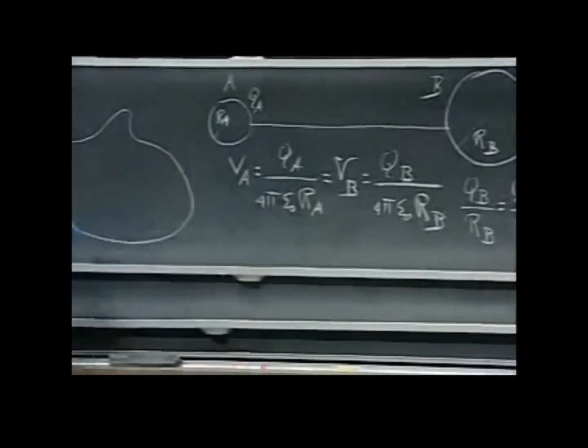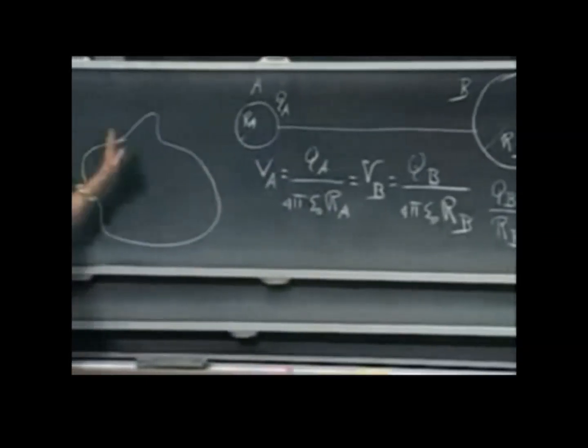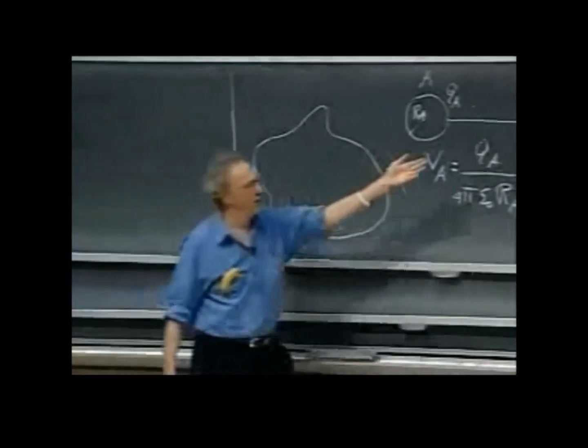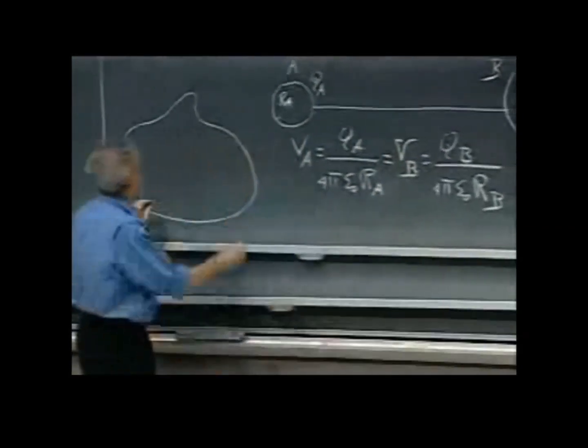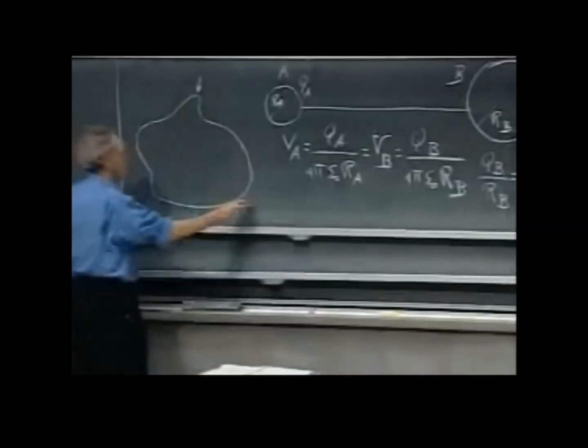And I hope that convinces you that if we have a solid conductor like this, even though it's not ideal as we have here with these two spheres far apart, the surface charge density here will be larger than there.